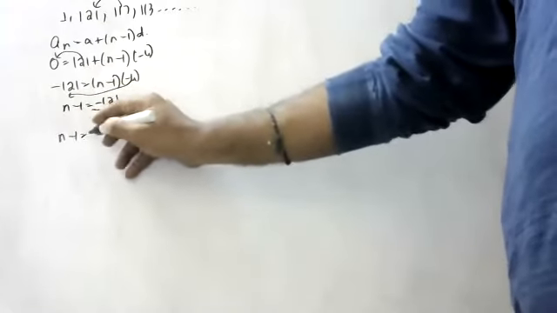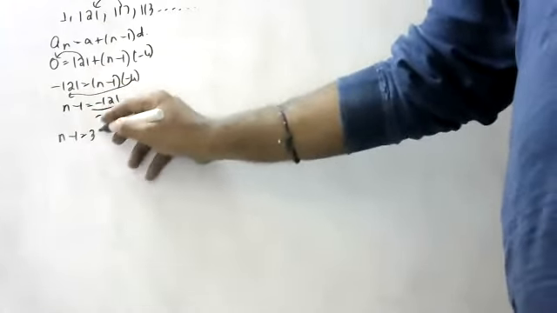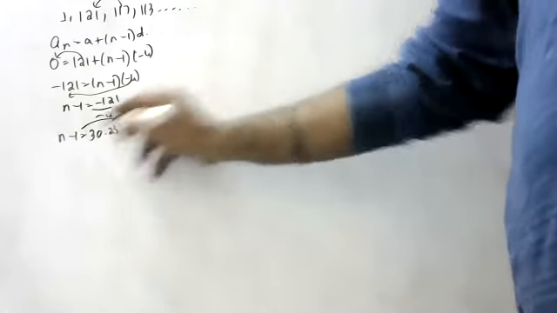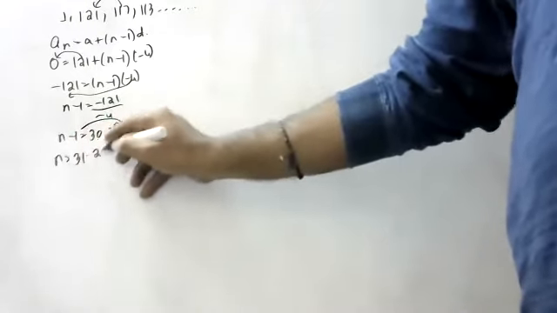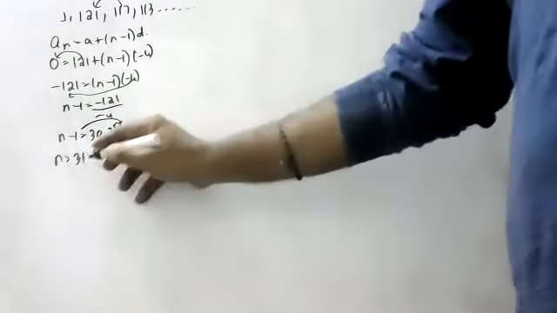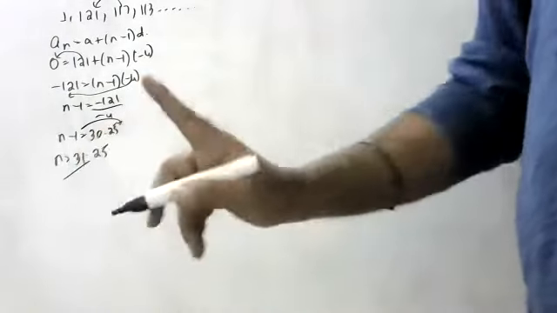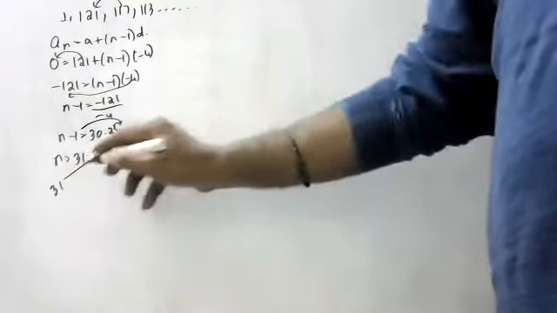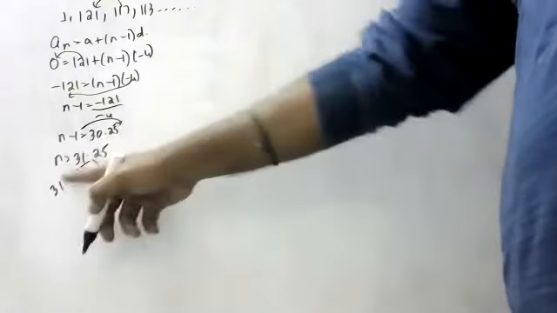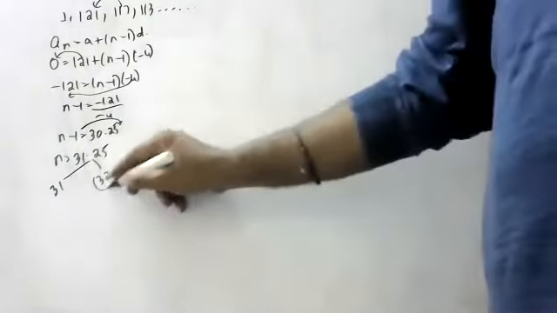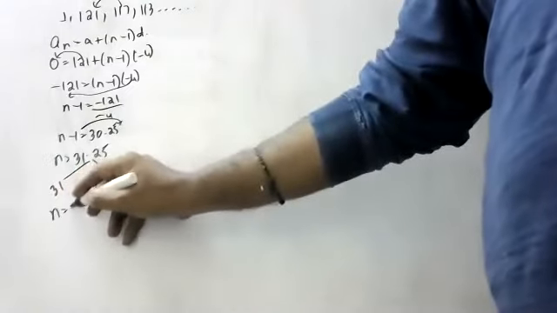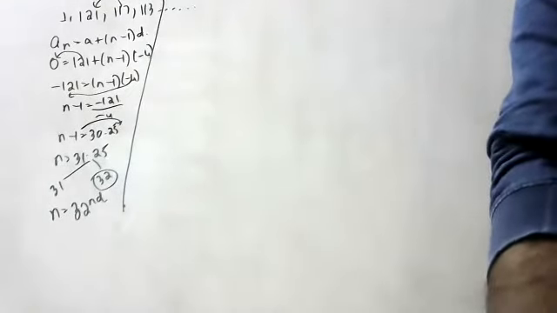N minus 1 is equal to 30.25, so n is 31.25, children. N cannot be 31.25. It can be either 31 or 32. After 31 and before 32, somewhere zero is coming. So the first negative term of this AP is the 32nd term. Very important question. Okay, children, the first negative term is the 32nd term.